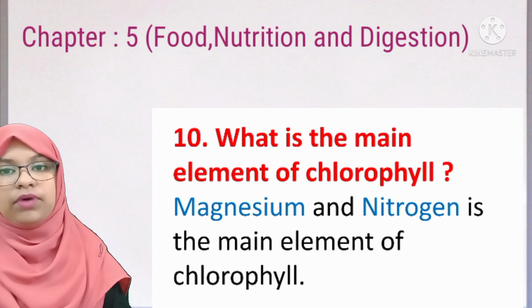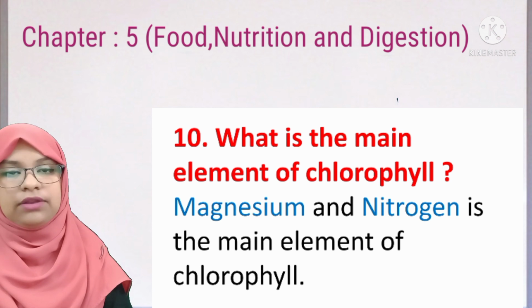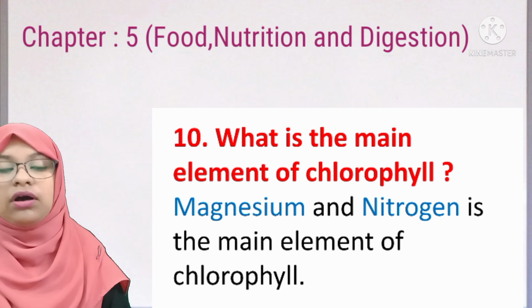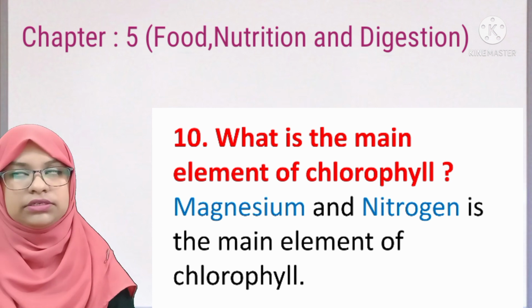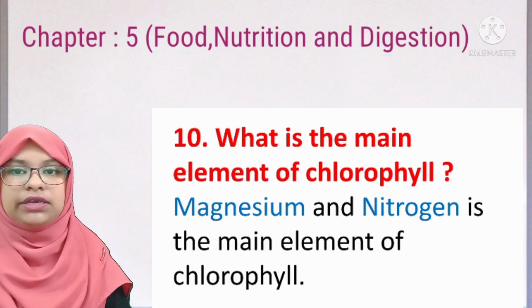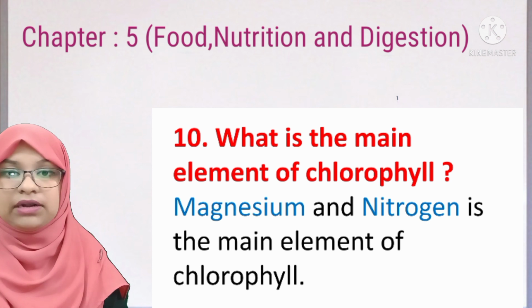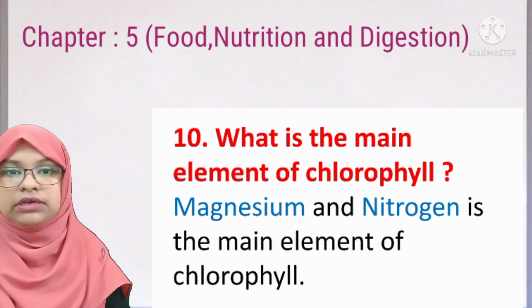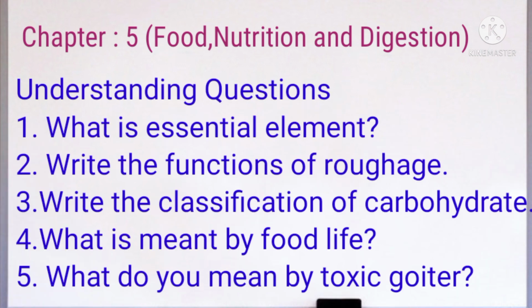Our last question, what is the main element of chlorophyll? Magnesium and nitrogen are the main elements of chlorophyll. And we all know that chlorophyll is an important part of a plant because, due to the presence of chlorophyll, photophosphorylation occurs.